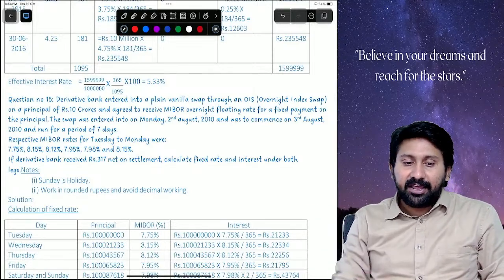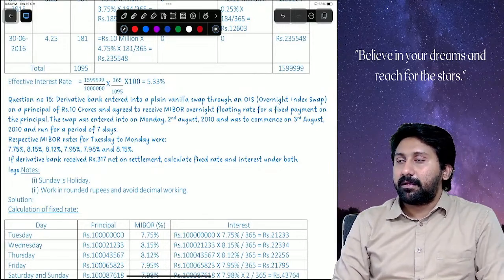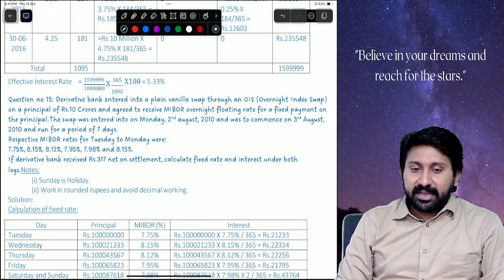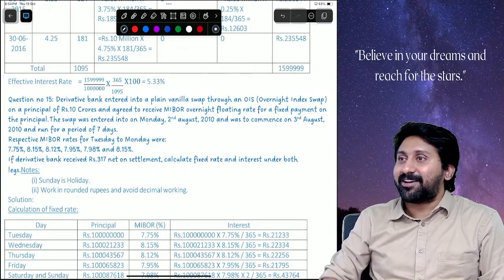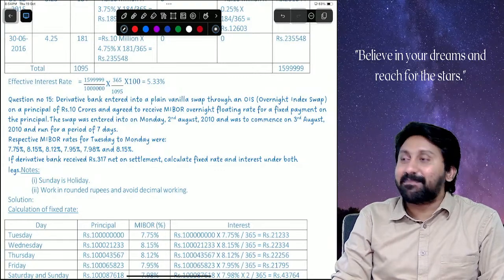Sunday is a holiday. Work in rounded numbers to avoid decimal working. Sunday is a holiday, not for classes. Normally he is telling Sunday is a holiday in the swap market.